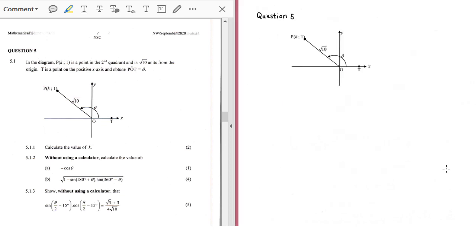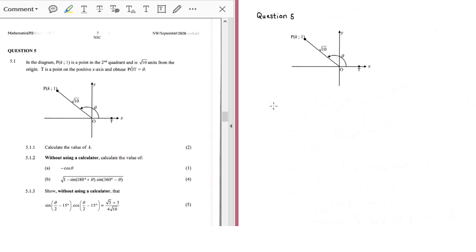Right, question number 5. It says, in the diagram, P has the coordinates (k, 1), is a point in the second quadrant, and is square root 10 units from the origin. All of this is already shown on the diagram. T is a point on the positive x-axis, and the obtuse angle POT equals beta. We can actually now start identifying that as an angle of inclination, but this is tricky. We might use it, we might not use it. Let's just keep it at the back of our minds.